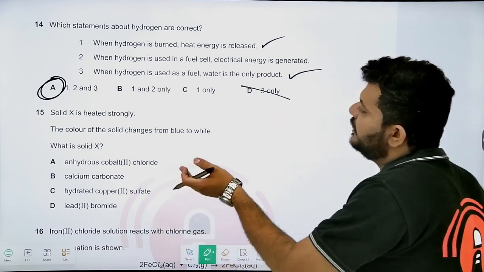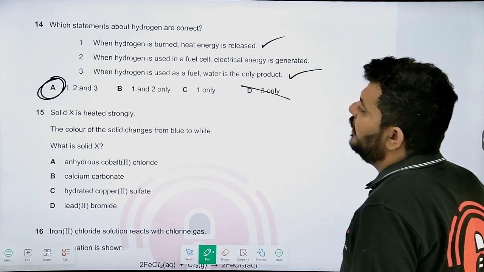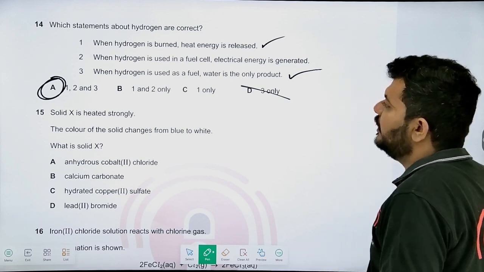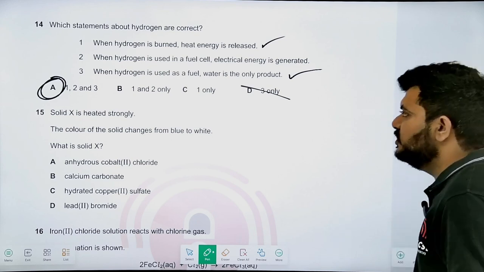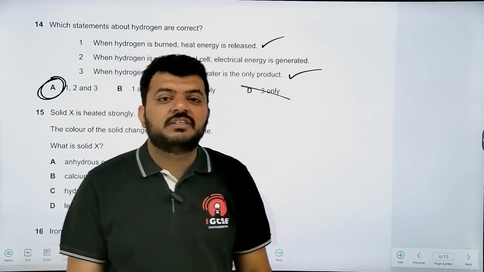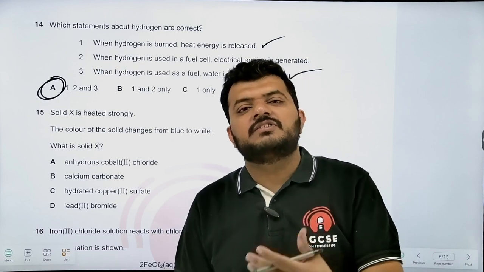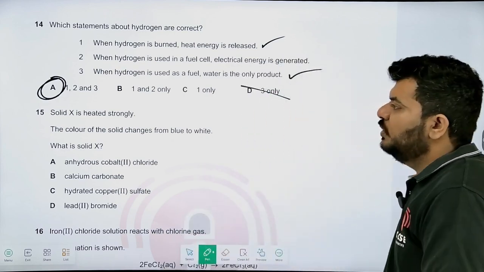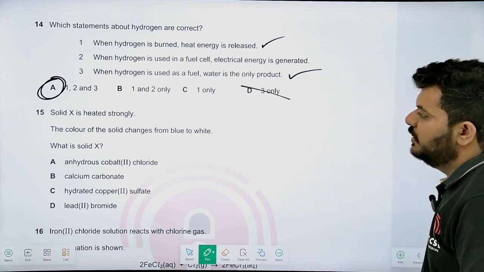Now let's read the second statement and find out if it's correct or not. I think it is. When hydrogen is used in fuel cell, electrical energy is generated. Yes. What happens in a fuel cell? Instead of combustion, the transfer of electron happens through conductors. These transfer of electrons can be used as energy, right? So it is correct.